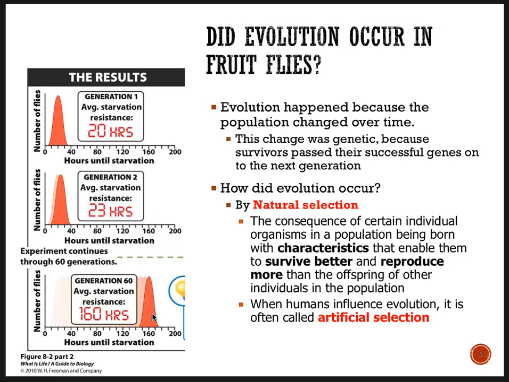Natural selection causes all these kinds of similar results where some are living more than others and some survive better than others and reproduce better. But it's not goal-oriented, whereas artificial selection is almost always goal-oriented. Let's make a bigger flower. Let's make more kernels of corn on a corn cob, that kind of thing.